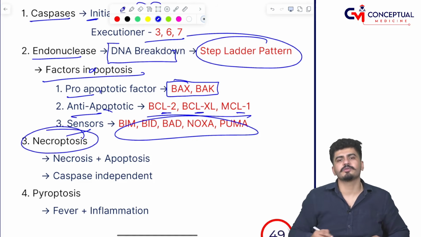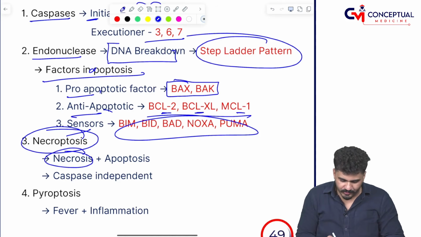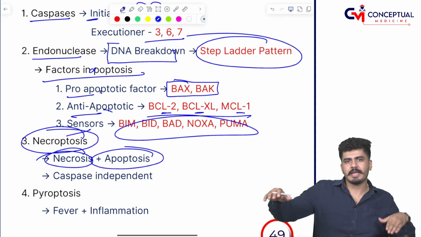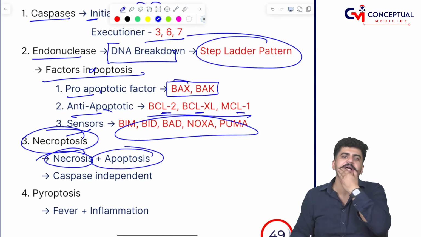This is necroptosis. Now there is a mixture of two things. What are those two things, sir? One is necrosis, another is apoptosis. Necrosis and apoptosis combine. The question comes in the Q bank I've seen.